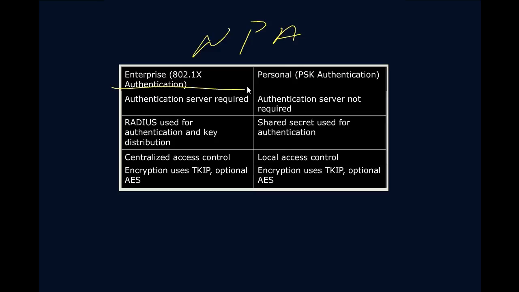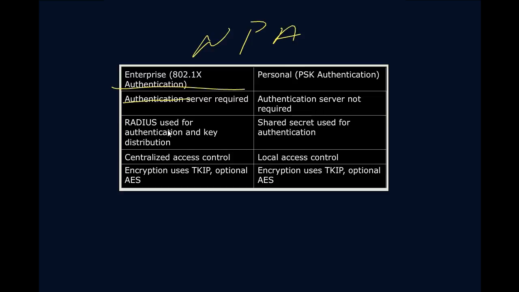When we're using 802.1x WPA and we're at the enterprise level, we're going to need some type of authentication server in the background. This is going to help us through that EAP process. If you don't remember the EAP process, please go back and review. It's a very important part of this infrastructure.